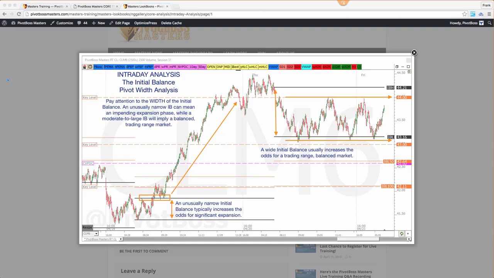The pivot width analysis: narrow range implies expansion. Wide range implies trading range activity. So that's really important, because if you're able to forecast and anticipate these events, you can position yourself accordingly and trade the right and optimal bidding strategy.